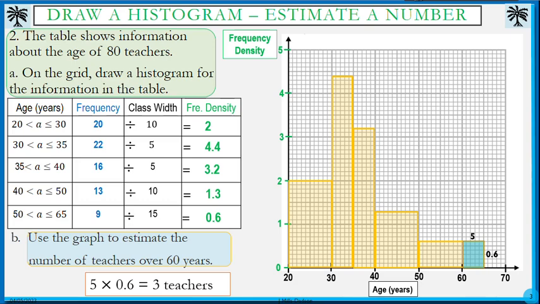If it were to be an estimate of teachers below 60 years, we can still work out over 60 years and take 3 away from the total, the frequency. So you always look at it carefully where to calculate the area of the rectangle.